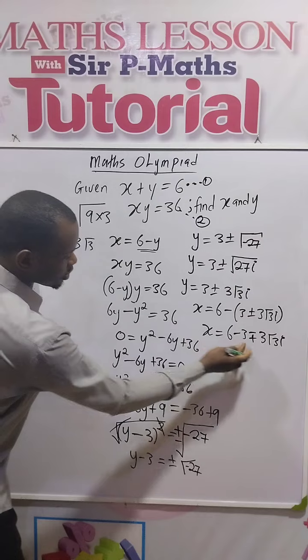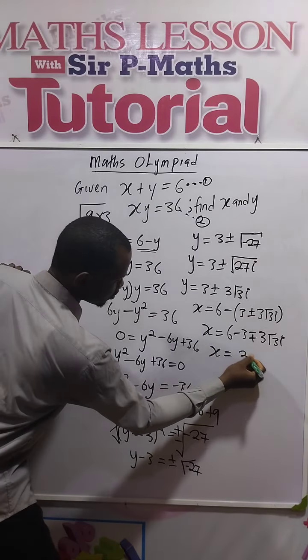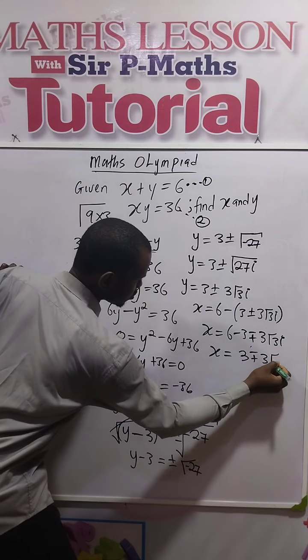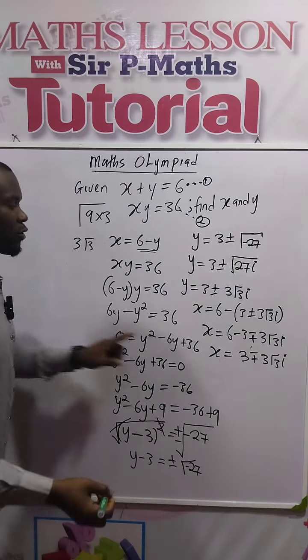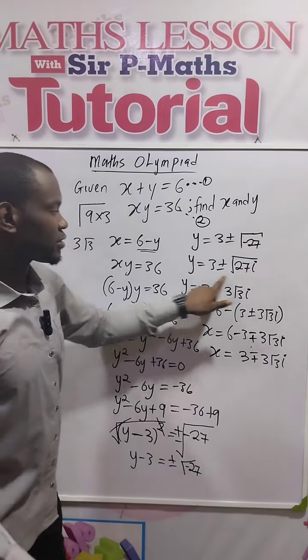So let's subtract here. x will be equal to 6 minus 3, which is 3. So you have 3 minus or plus 3 root 3 i. So we've got the value of x as this and the value of y as this.